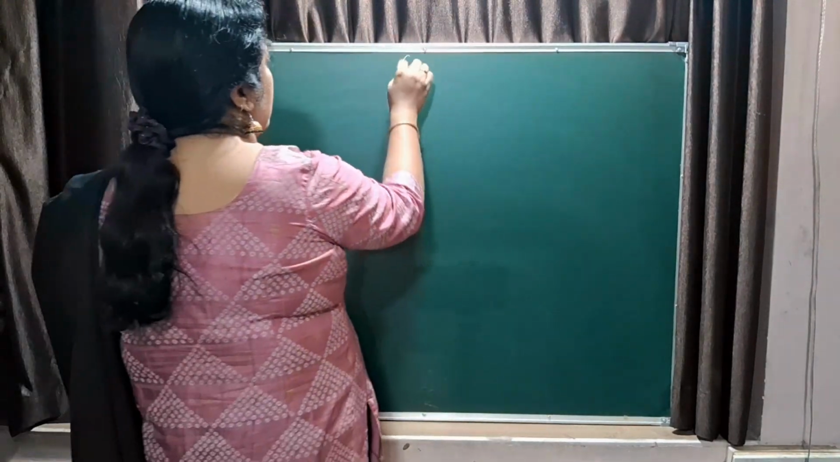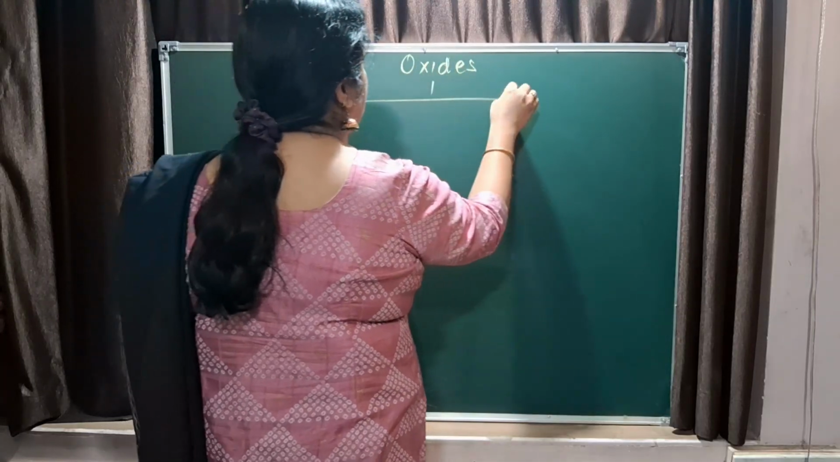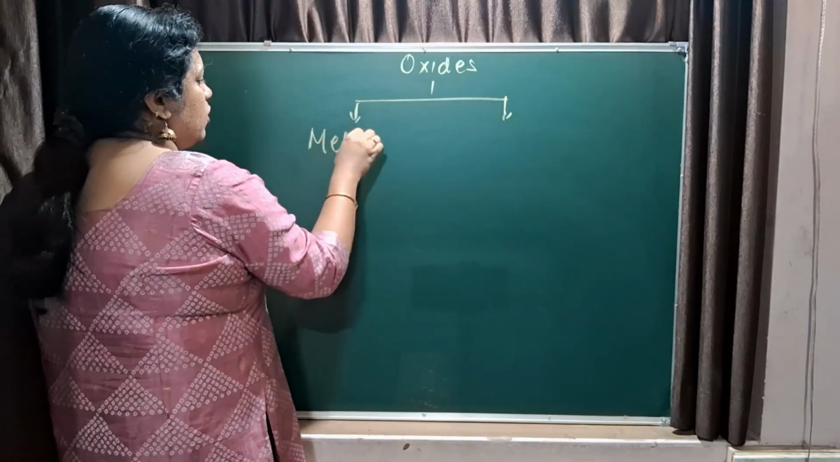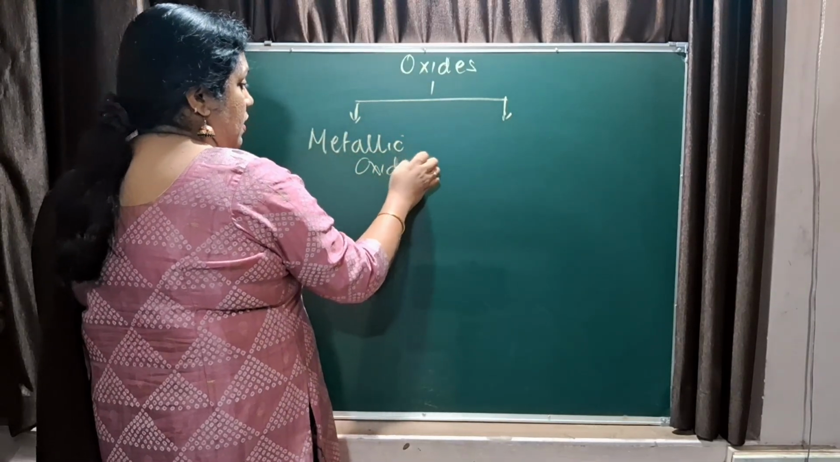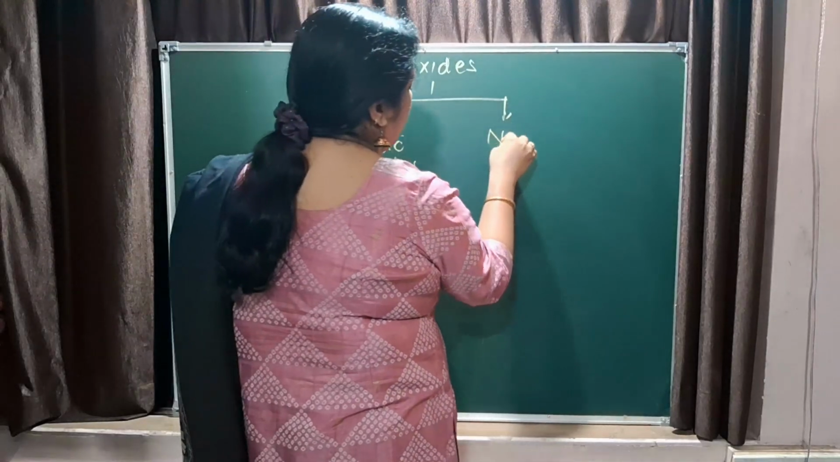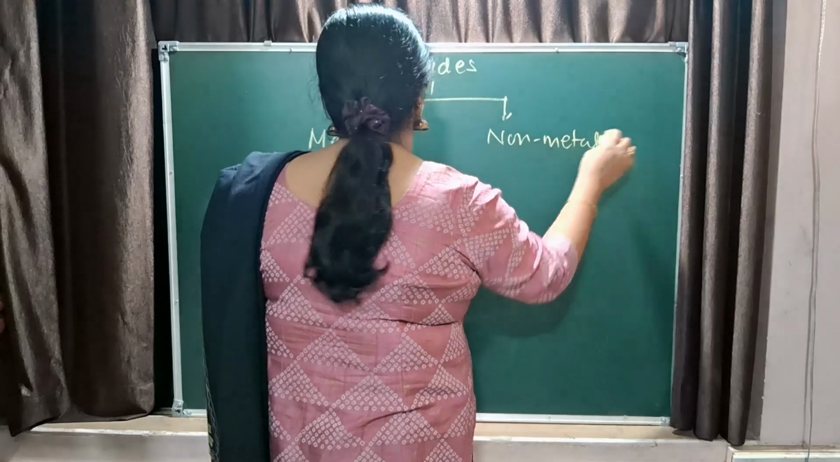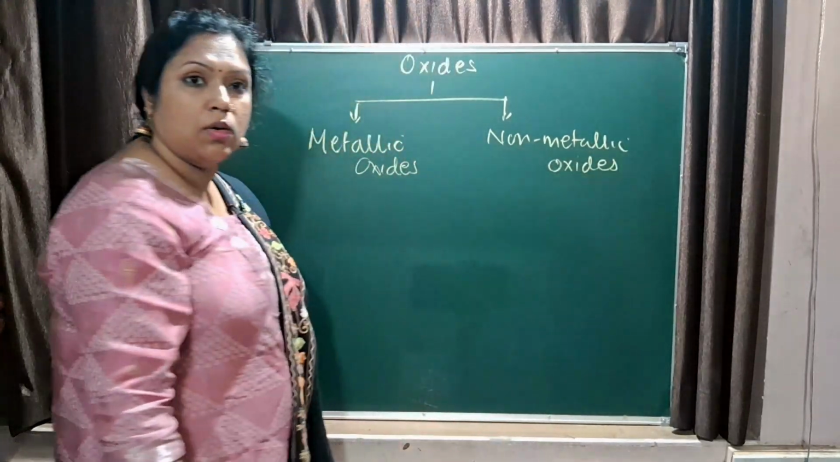Before talking about the reaction of water with the oxides, you know that oxides can be of two types, right? One is a metallic oxide and one is a non-metallic oxide. So metallic oxides are generally basic in nature, and non-metallic oxides are generally acidic in nature. Remember children, I am not talking about the neutral oxides and amphoteric oxides right now.